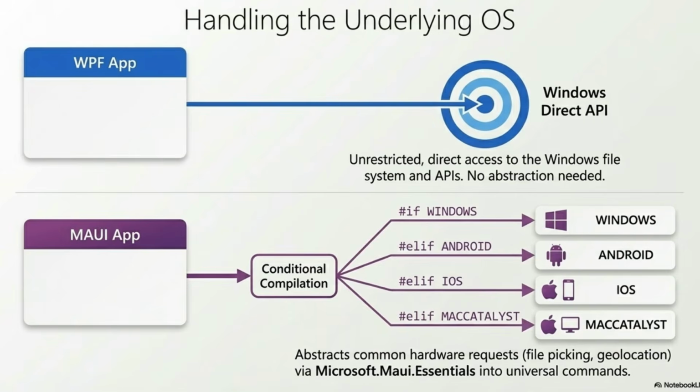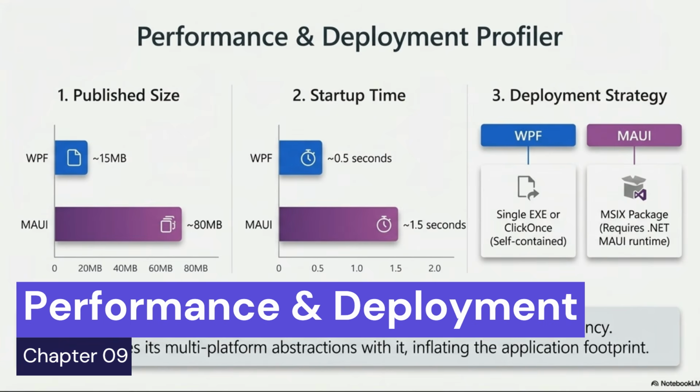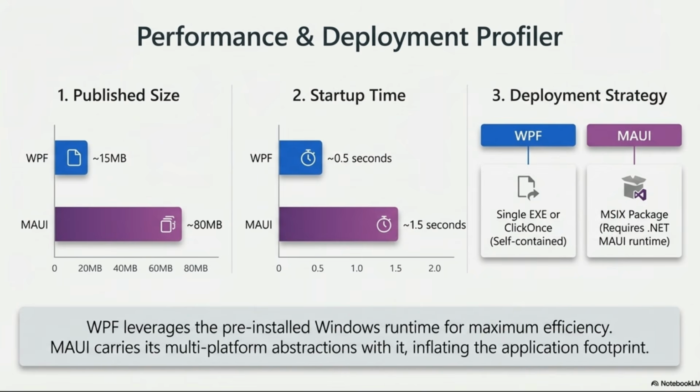MAUI also provides abstraction through the Microsoft.Maui.Essentials namespace for common tasks like file picking, geolocation, and device information, which works across all platforms. Performance and deployment differ significantly. WPF applications are typically smaller and start faster because they are Windows only and leverage the .NET runtime installed on Windows. MAUI applications are larger because they include platform-specific abstractions and need to support multiple targets. However, MAUI lets you deploy to Mac, iOS and Android from the same code base. So if you need cross-platform support, that trade-off is worth it. If you need Windows, WPF is more efficient.